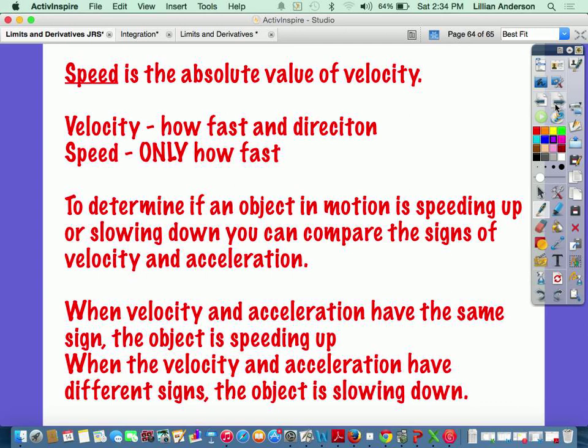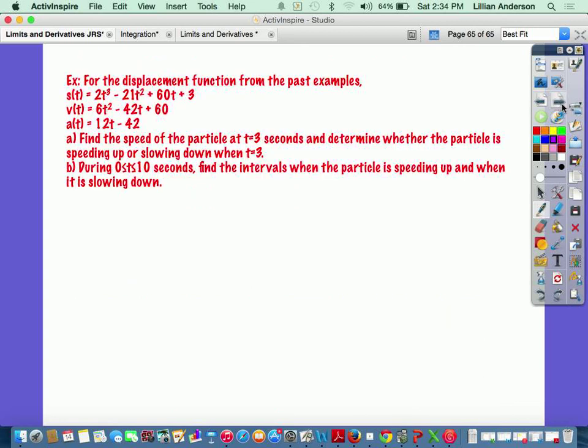So now we're not just looking at velocity or just acceleration. We've got to look at both of them together to figure out if the object is speeding up or slowing down. We're going to take a look at this last example. It's the same situation. We have our displacement, velocity, and acceleration functions. It says find the speed of the particle at t equals 3 seconds and determine whether the particle is speeding up or slowing down when t equals 3.